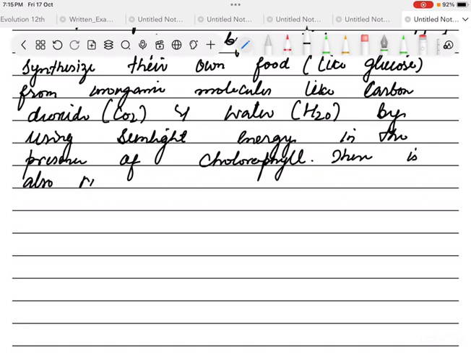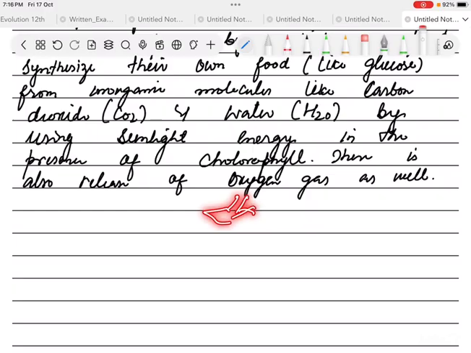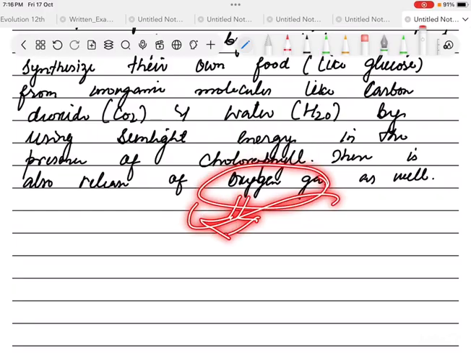During the process of photosynthesis there is also release of oxygen gas. The oxygen gas evolves as well. Oxygen gas is the gas which we use to inhale.